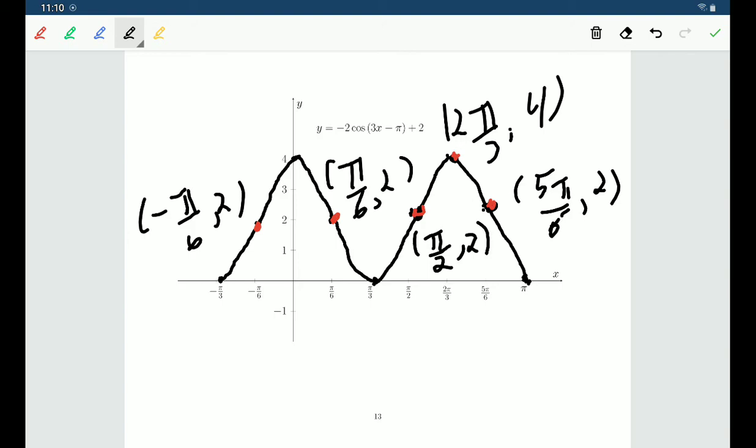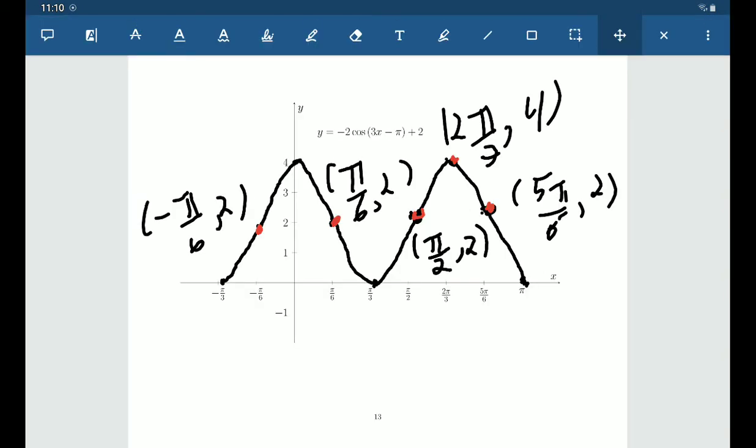Okay, I'm just going to make that look a little bit nicer. There we go. So I have my graph labeled, I have my points labeled, and there we go. We have our transformed cosine function that's been shifted upwards and also shifted with a phase shift as well.